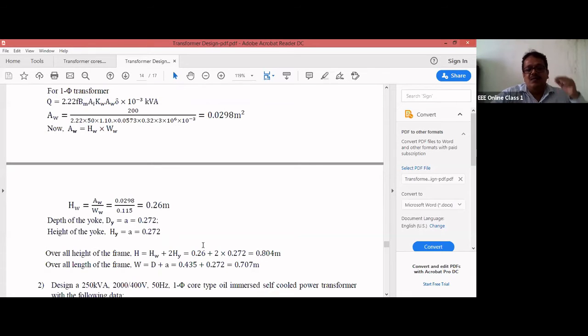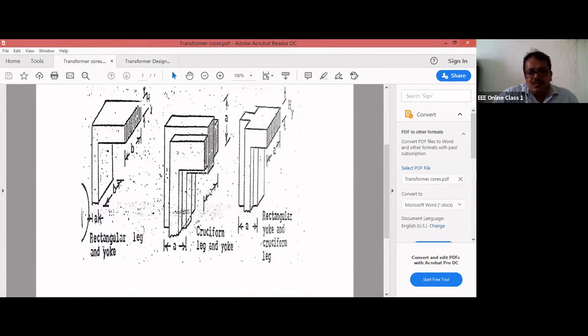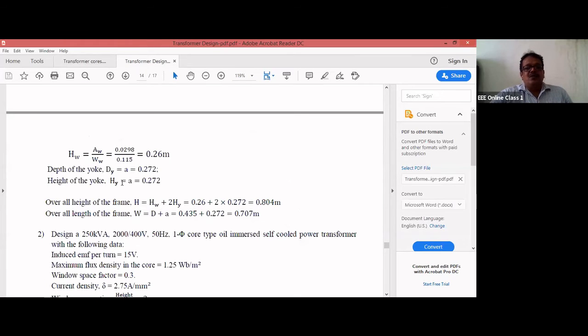Then you can calculate the depth of the yoke. For the cruciform core, once again looking at this three-dimensional view, this is the depth and this is the height; both are A. The depth of the yoke is equal to A, which is 0.272. The height of the yoke, Hy, is equal to A, which is 0.272. Then you can find the overall height of the frame, H is equal to Hw plus 2Hy, and the overall length of the frame, W is equal to D plus A.